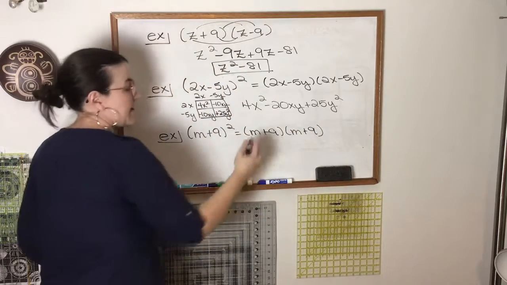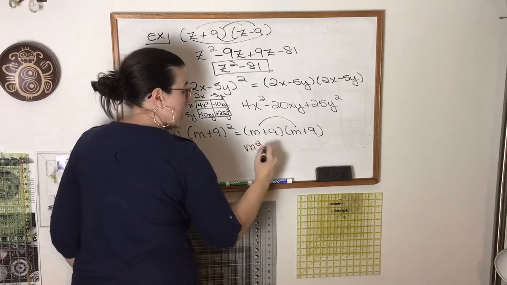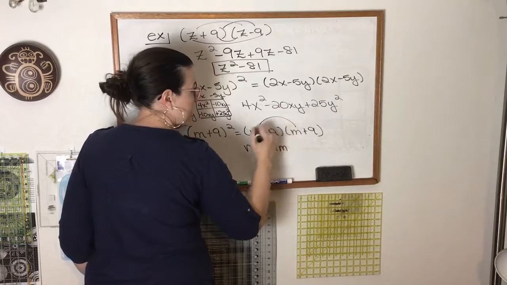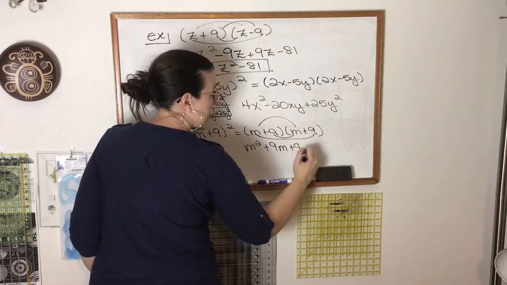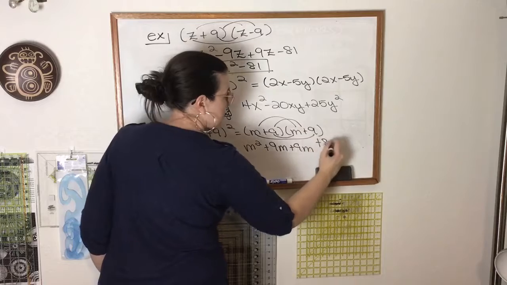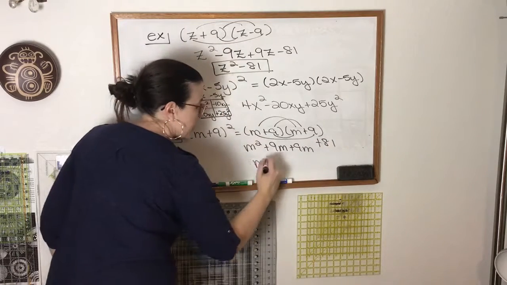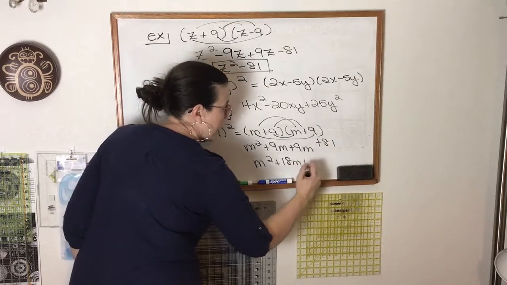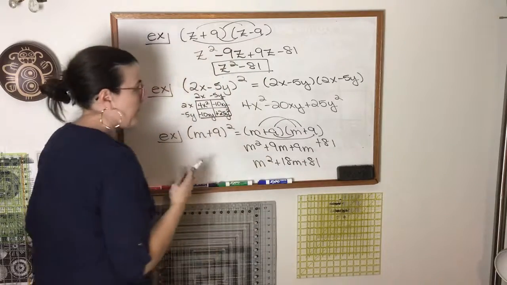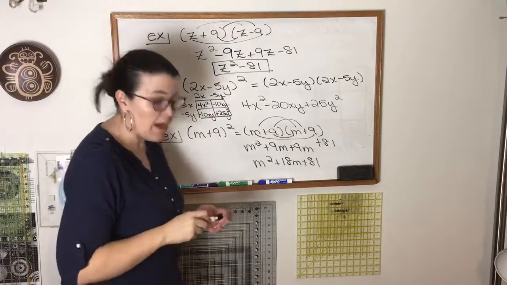Oh, there's so many 9s. All right, we get m squared plus 9m plus 9m plus 81, which gives us m squared plus 18m plus 81.